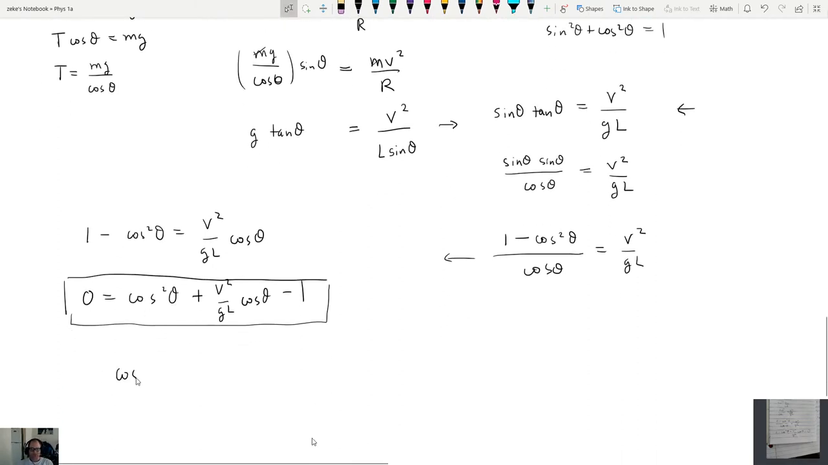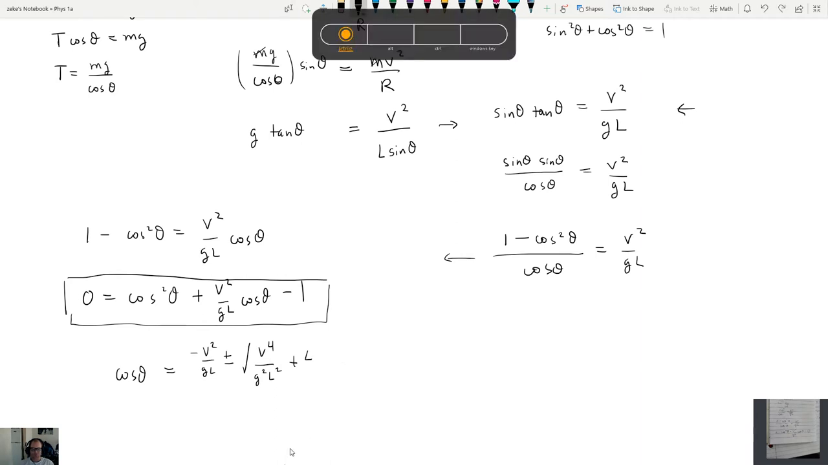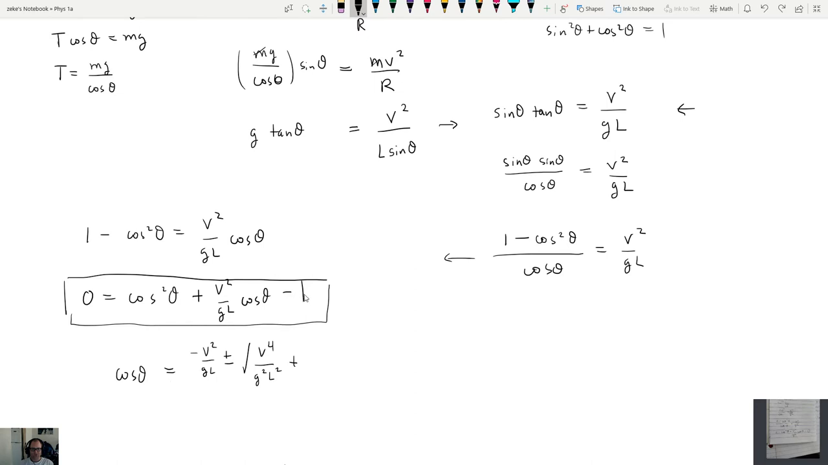You'd write cos theta would be equal to negative b is this, right? So negative v squared over gl. I can't remember if this reduces down to something simple. I don't think it does. Plus or minus the square root of this thing squared, which would be v to the 4 over g squared l squared, and then minus 4ac, so that's going to be plus because that's negative. So 4 times cos squared theta... oh, no. 4ac. So cos theta is your x, right? So it's going to be 4 times this, which is 1, times the coefficient of this, which is 1. So it's going to end up being plus 4. And then all of that divided by 2 times a, which is just 2. So that's what you would get.